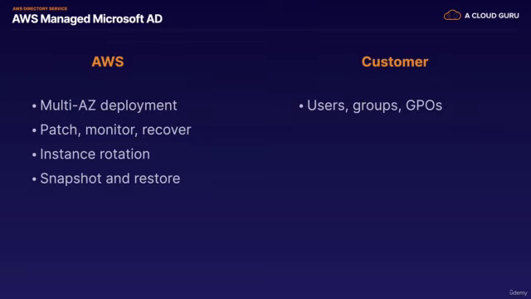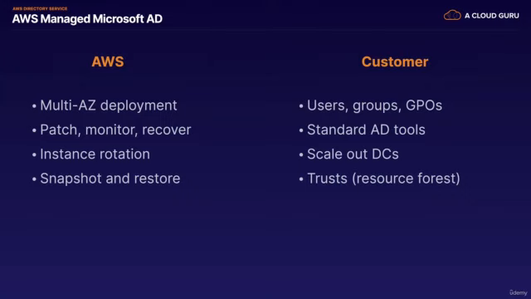Now, as the customer, you need to be concerned with users, groups, and your group policy objects. AWS will not manage those for you. You can use standard AD tools that you're already familiar with, and if you want to scale out your domain controllers, that's your responsibility. And like I mentioned before, you can employ AD trusts to form a resource forest. This again is your responsibility. And management of any certificate authorities using LDAP-S. And finally, if you want to create any kind of AD federation, that's also your responsibility as the customer. So that's AWS Managed Microsoft AD.